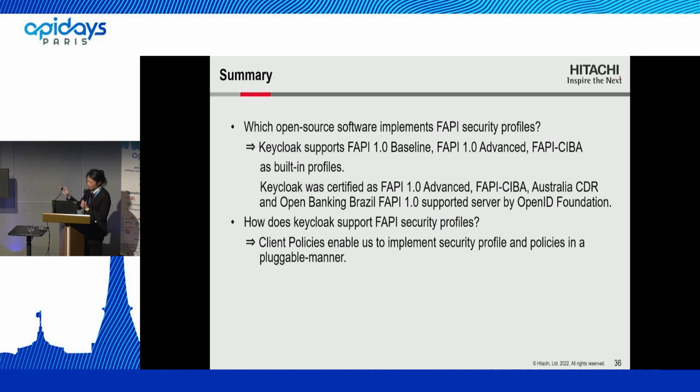Keycloak supports FAPI 1 baseline, FAPI advanced, and FAPI CIBA as built-in profiles. You can use these three profiles as a default. And Keycloak was certified as a FAPI 1 advanced, FAPI CIBA, Australia CDR, and Open Banking Brazil FAPI 1.0 supported server by the OpenID Foundation. Finally, I'd like to briefly describe the mechanism of supporting FAPI security profiles in Keycloak.